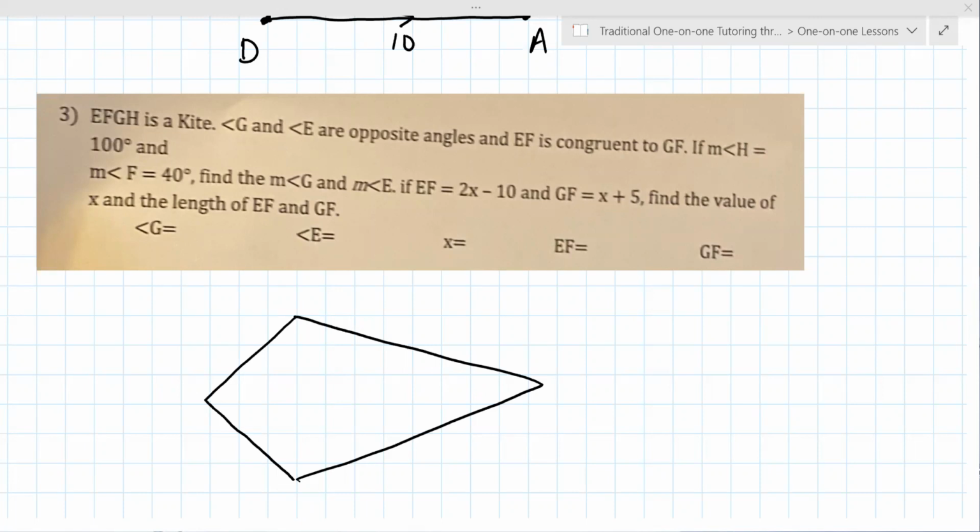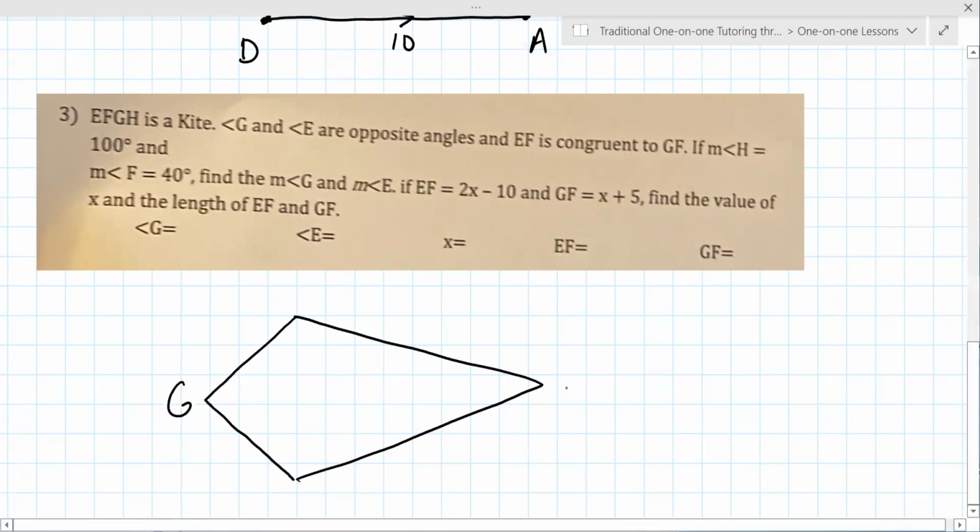Do you remember which are the opposite angles in a kite? The opposite angles of the kite are G and E. Right, but in the picture here, which one is it? G and E are opposite. The top one is G and the bottom one is E. So I believe G and E are like this.